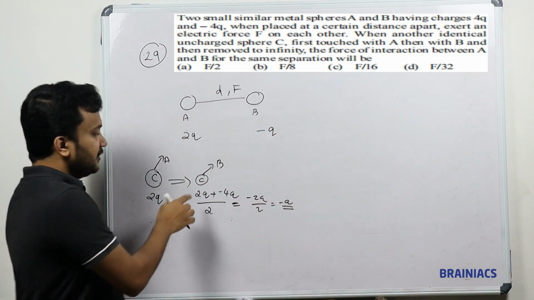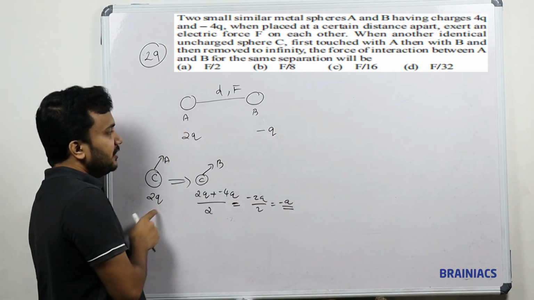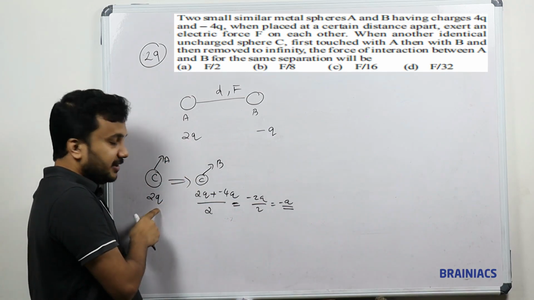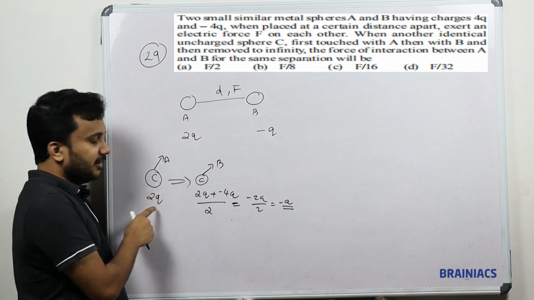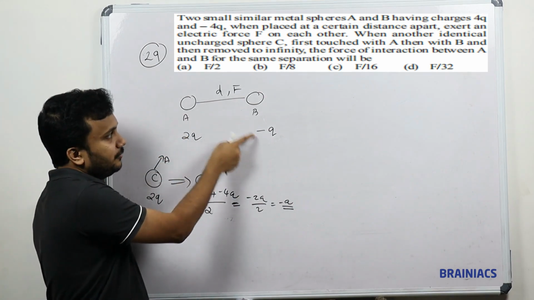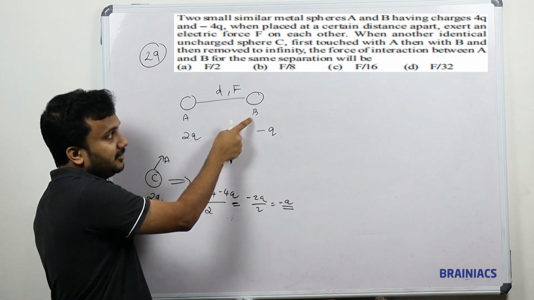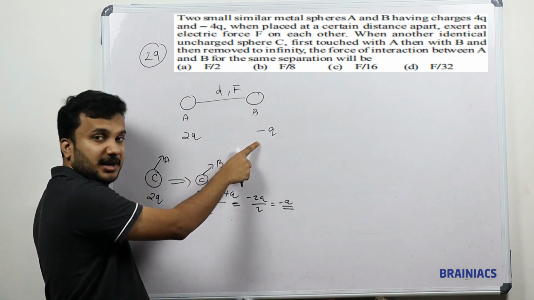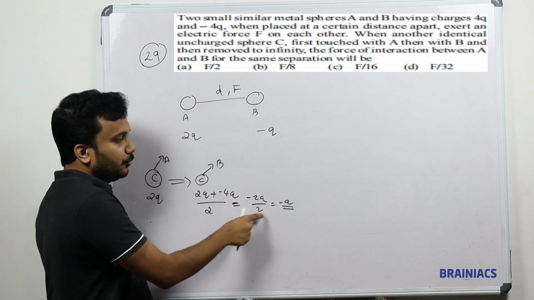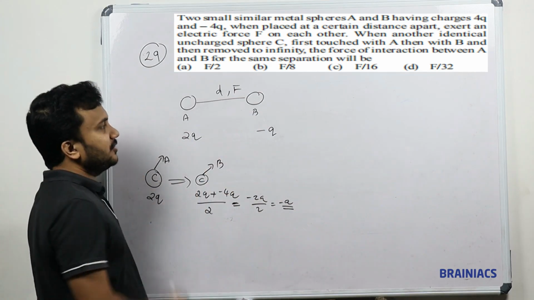If it is touching, it means the total charge divided by 2. Here it is earlier 4Q, here it is 0. So 0 plus 4Q divided by 2 is 2Q. Now it has 2Q. After that, it touches which sphere? Sphere B. B will have minus 4Q. So 2Q plus minus 4Q divided by 2 is minus 2Q by 2, minus Q. Now this is the charged condition.